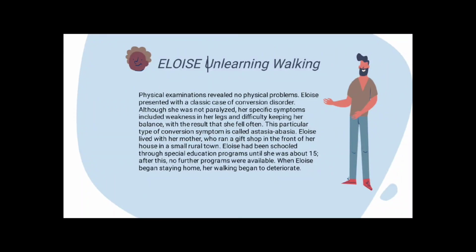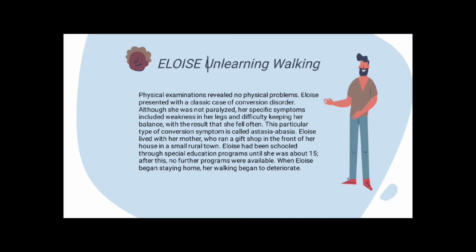Physical examinations revealed no physical problems. Eloise presented with a classic case of conversion disorder, although she was not paralyzed. Her specific symptoms include weakness in her legs and difficulty keeping her balance, with the result that she fell often. This particular type of conversion disorder is called astasia abasia.